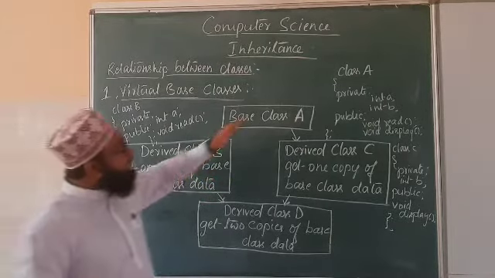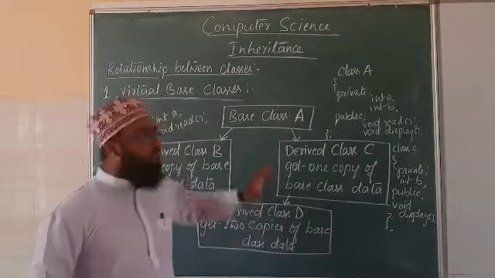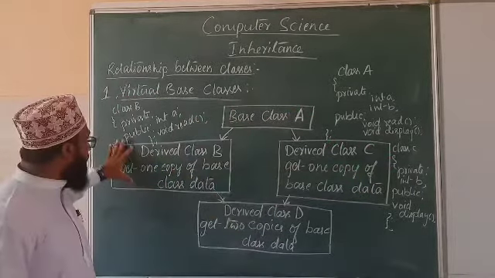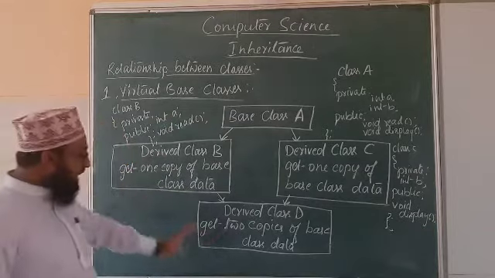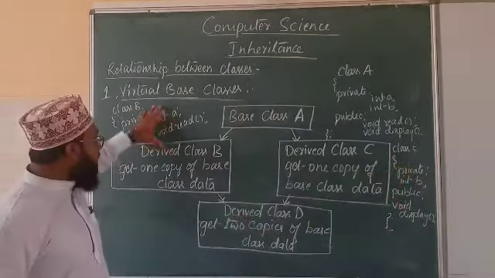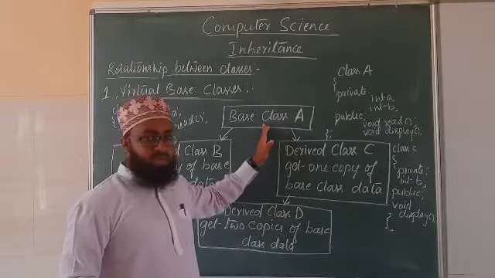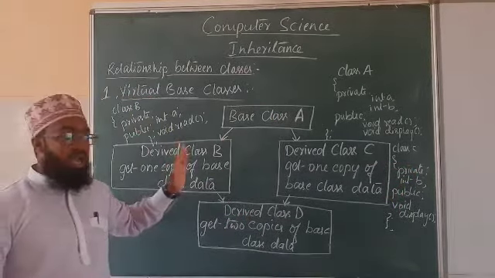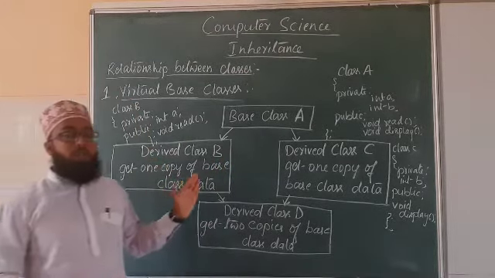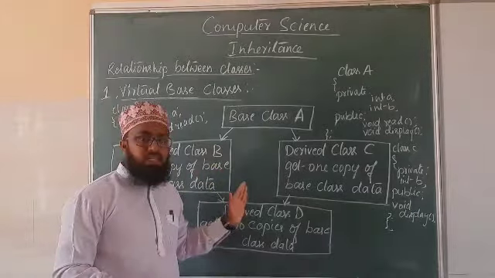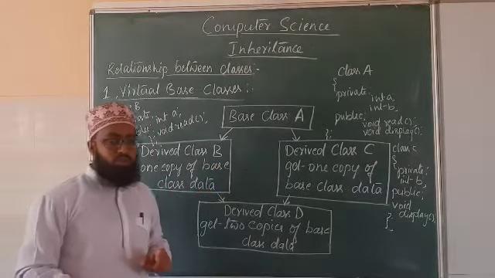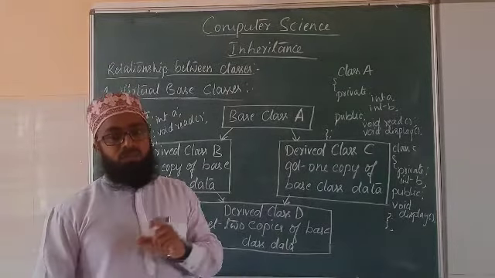If again one more class is derived from these 2 classes, then what will it do? It will again take both copies of the base class data, because 1 copy is here and 1 copy is here. So this thing is called ambiguity. To avoid this, virtual base classes have to be used. Along with the base class, we have to use the word virtual.